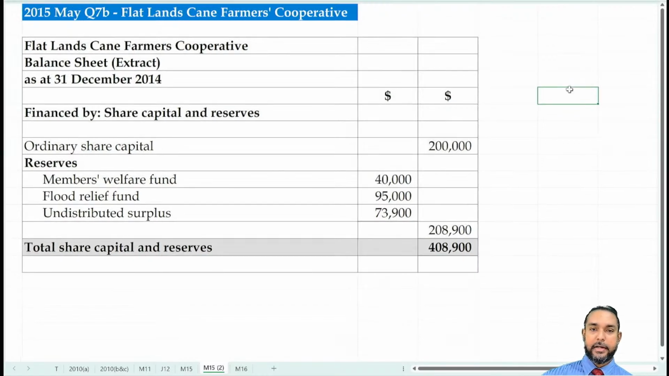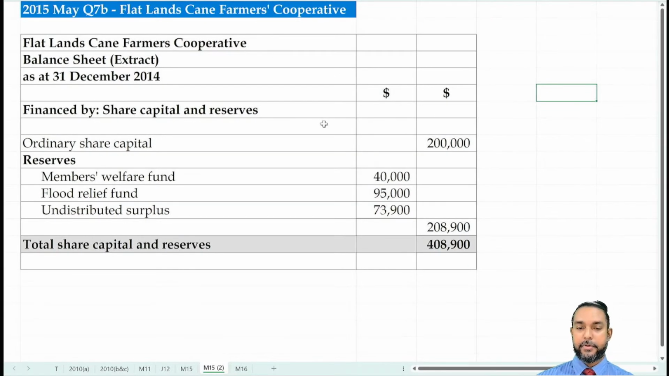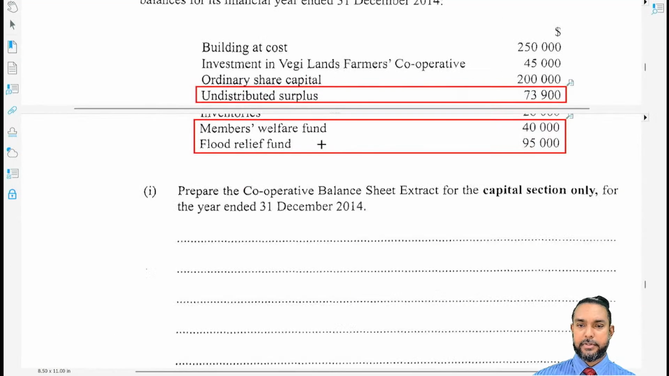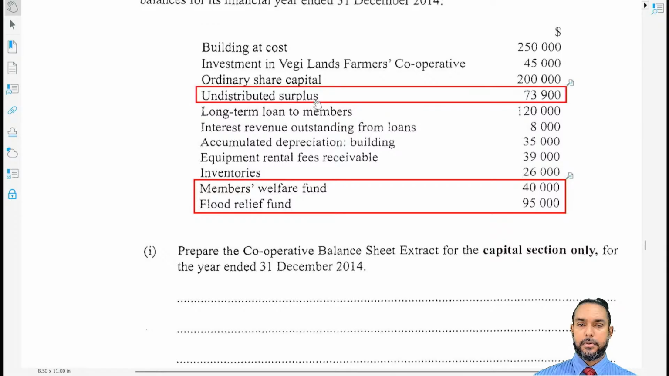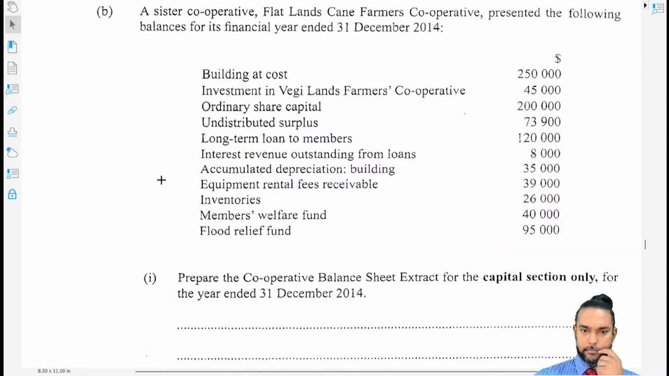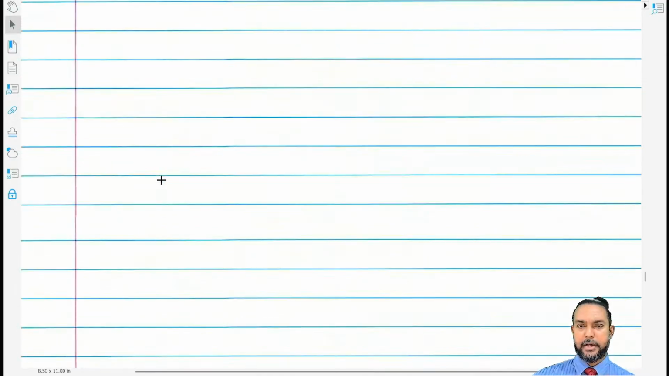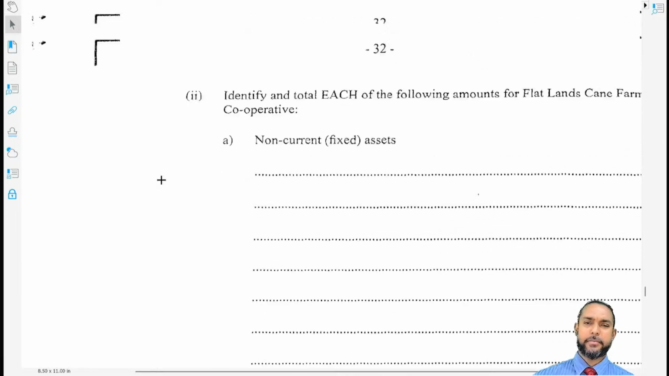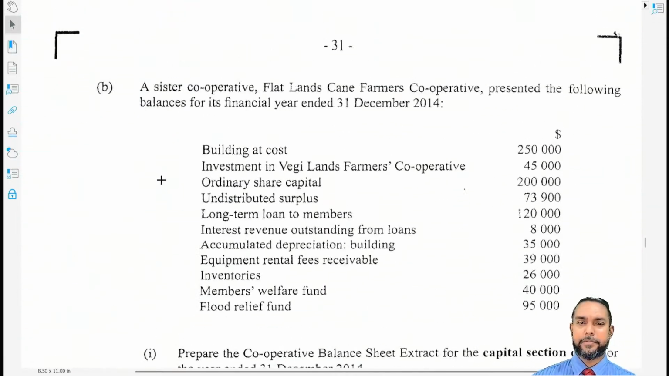So that's Flatlands Farmers Cooperative, Cane Farmers Cooperative, right? So that was the balance sheet extract. So we go in the next one. All right. Let's maximize here for a second. Sorry, I'm trying to get rid of that stuff. Right, so Flatlands was the last question on this one. Oh, that's another. Okay, we'll come back to that. That's the only part of that interesting.